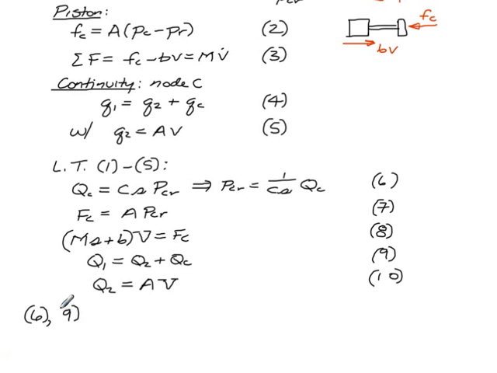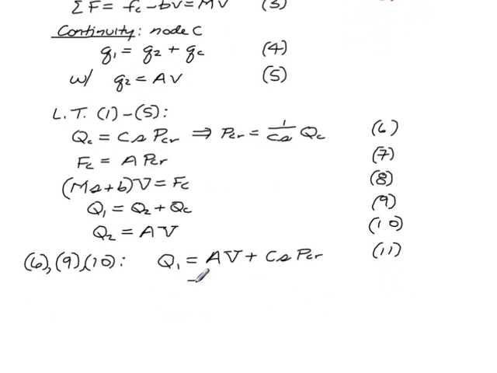equation 9, and equation 10. Those are the Laplace equations shown above. I get that Q1, therefore, is equal to Q2, which is AV, plus QC, which is CS times the Laplace transform of the pressure differential across the piston. I'm also going to explicitly use that equation down the road in just a bit. And then this is equal to AV plus CS, where PC we saw was equal to FC over A.